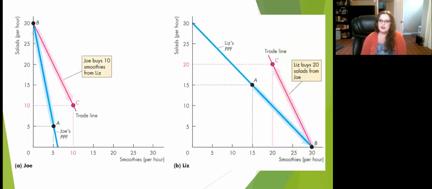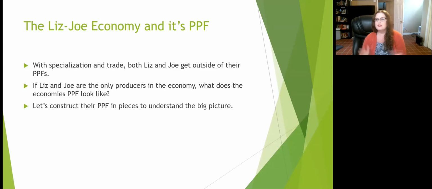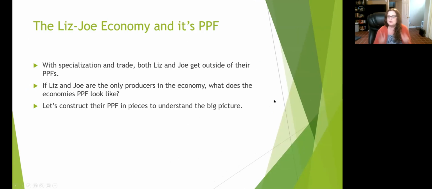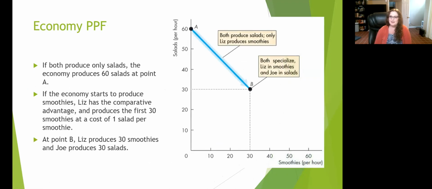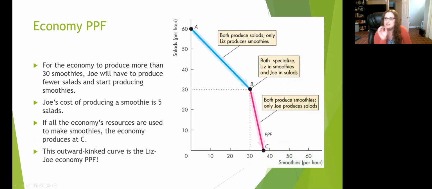So they specialize together. And because they trade in this Liz-Joe economy, it's no longer just Liz and it's no longer just Joe, because they specialize and they trade together. Their economy now looks like this. This is the production possibility frontier for both of them.